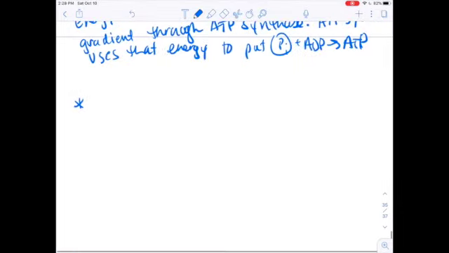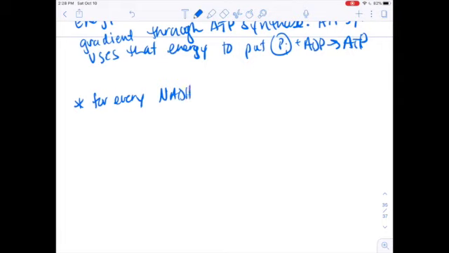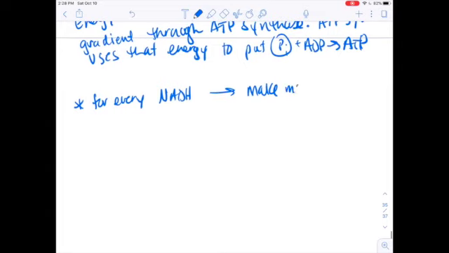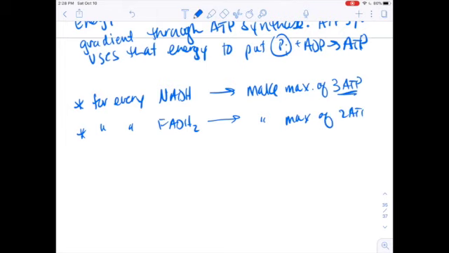Here's the general rule of thumb. For every 1 NADH, under ideal conditions, and it hardly ever happens, you can make a maximum of 3 ATP. For every FADH2, and I know this sounds counterintuitive, but FADH2 is actually less efficient at giving up its hydrogen atoms to the electron transport system, you can make a max of 2 ATP.